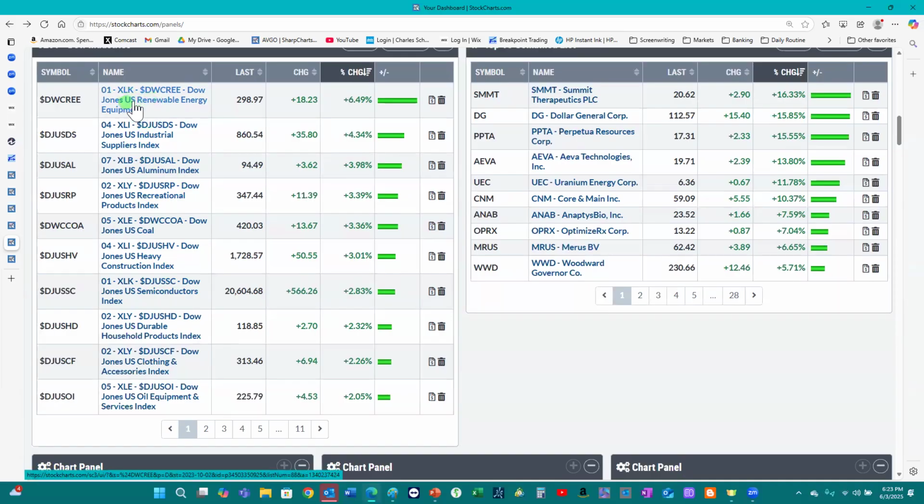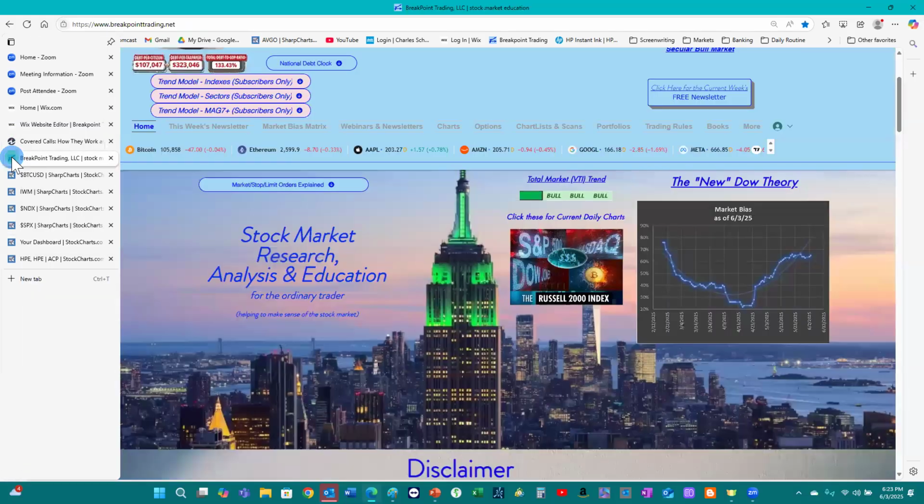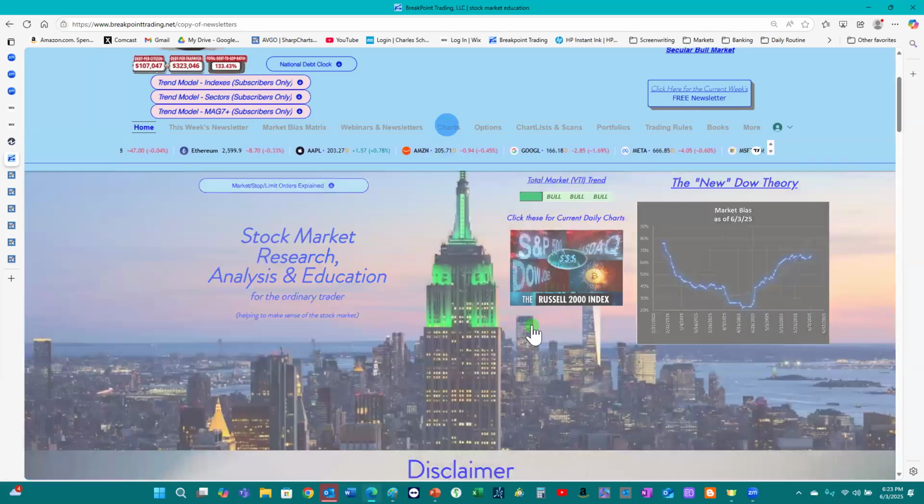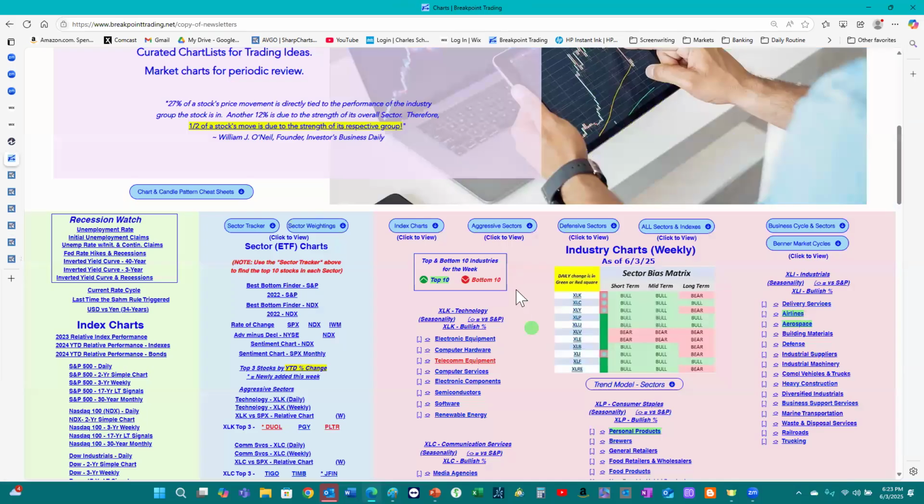There's technology, industrials, materials, discretionary, energy, industrials, technology, discretionary, energy. So a mixture over here, but let's take a look at renewables. When you see something like this on the dashboard, you can go over to the website, to the charts page, and you can go down to the industry groups.